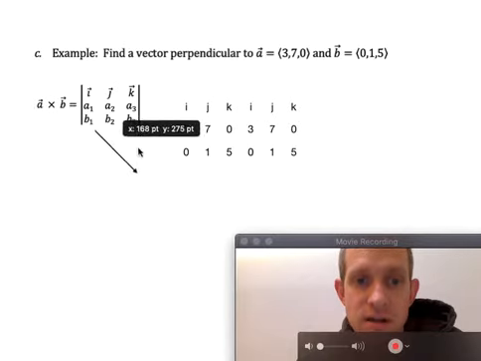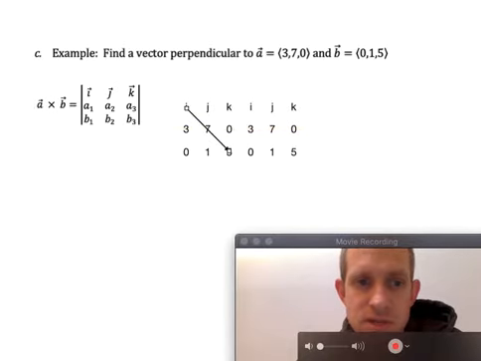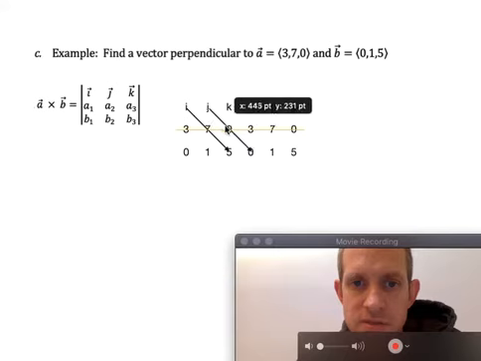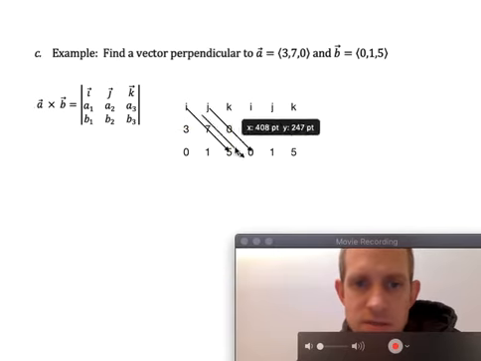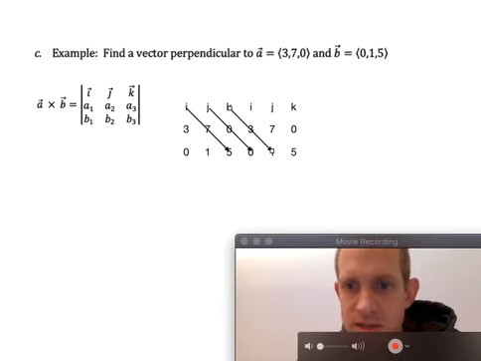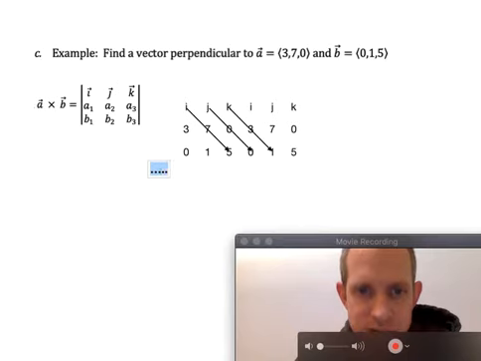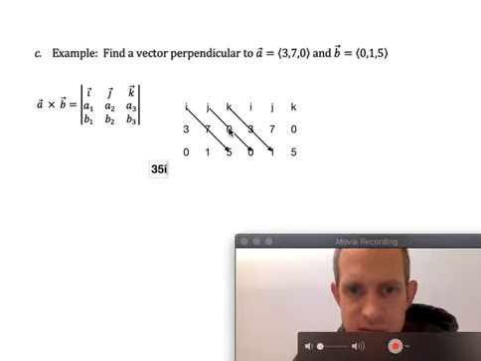And so I am going to do this multiplication, and this multiplication, and this multiplication. I'm going to add those all up. And so let me type that in a moment. That's 7 times 5 is 35i, and 0 times 0 is 0j, and then 3 times 1 is 3k.